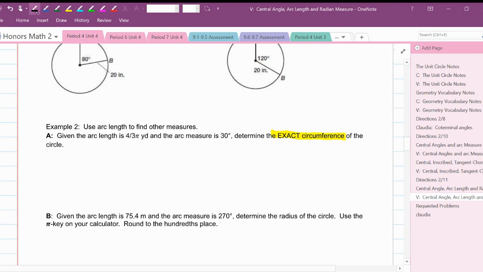our answer. So our arc length is 4/3 pi yards, and we would calculate that using our central angle over 360 times 2 times pi times r. This whole expression here is the circumference. So that's what we want to solve for. You may want to simplify before you do any mathematics. So again, 336 would be 1/12.